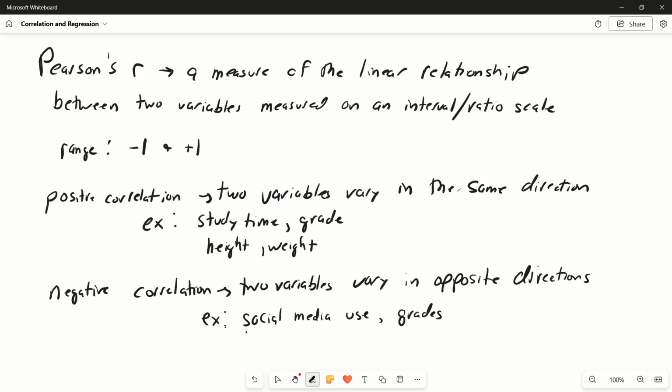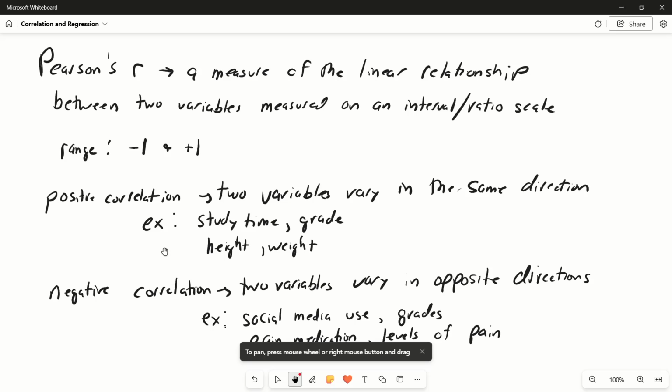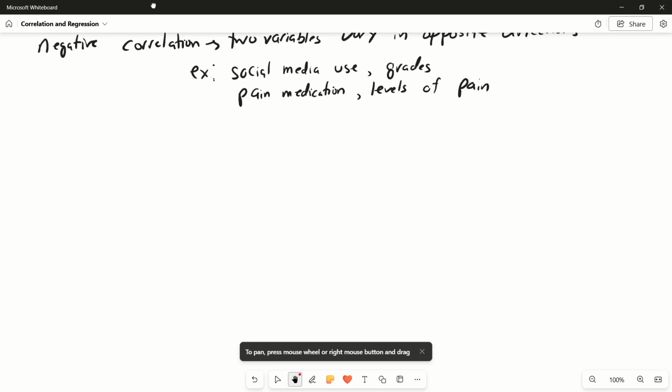Another example would be pain medication and levels of pain. So the more pain medication you take, hopefully they'll lower the levels of pain that you're experiencing. So they're going in opposite directions. So those are the two most common situations we have. And then we also have the zero correlation.